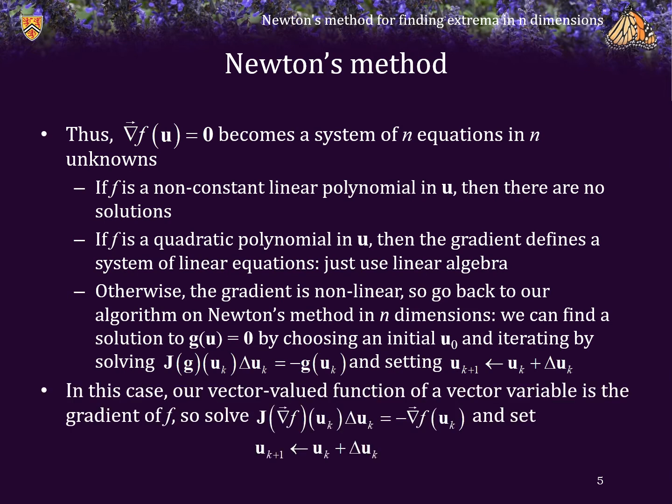Now, in this case, our vector valued function of a vector variable is the gradient of f. So basically what we're doing here is solving the Jacobian of the gradient times an unknown delta u equaling negative the gradient at that point. Having solved for delta u sub k, our next approximation will be the previous approximation plus this delta.